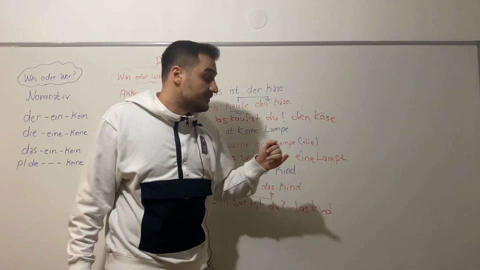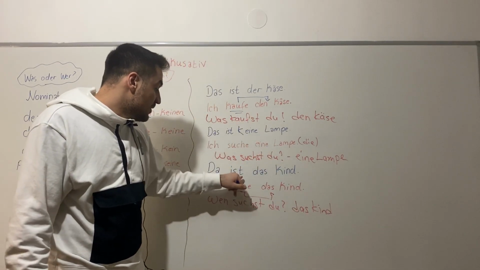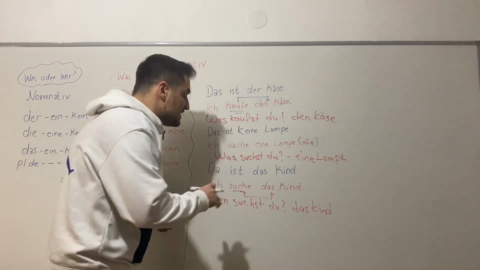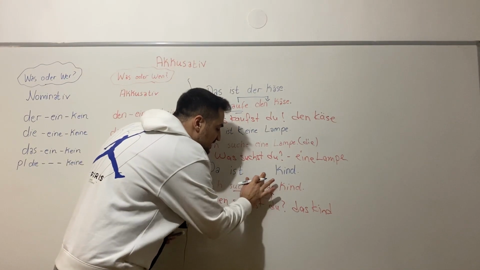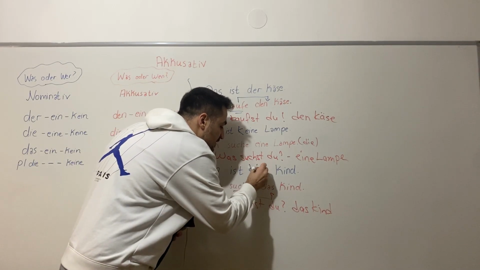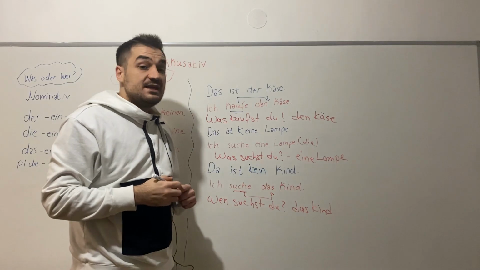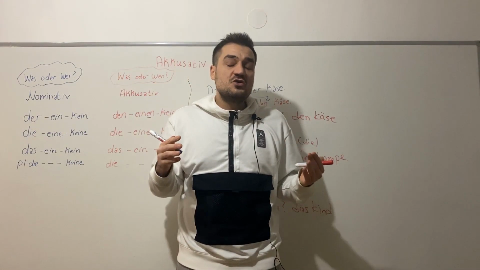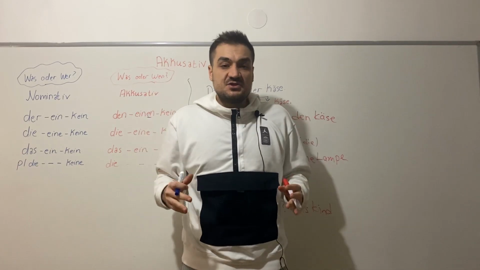Keine Lampe. And here, when you want to make the sentence negative, then you are deleting the certain article and you can directly say, da ist kein Kind. It's very easy. I hope you understand it, but of course we have some exceptions.